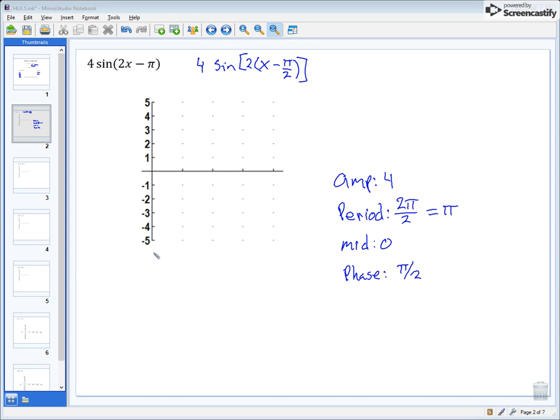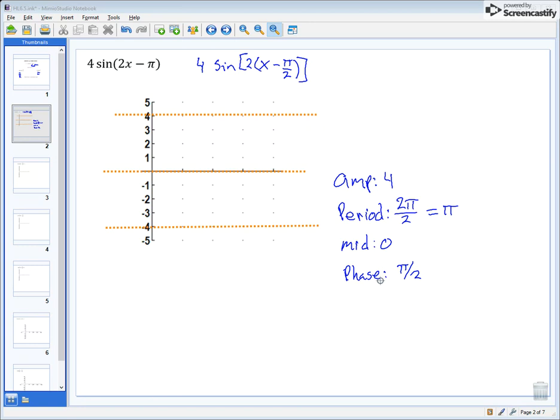So now we can put all this information on our graph. I like to start with the midline. So we have a midline of 0. We'll make that a line. There's our midline of 0. We also have an amplitude of 4. So we'll go ahead and put that up here. So that would go up 4, and it would also go down 4 from your midline.